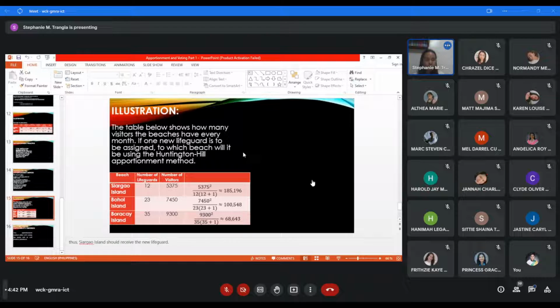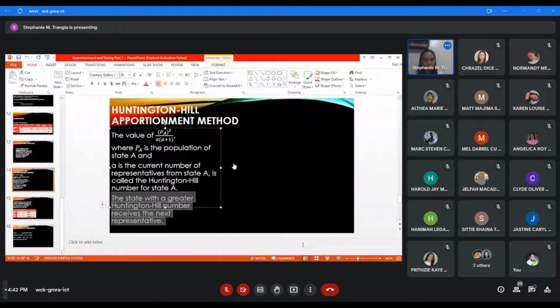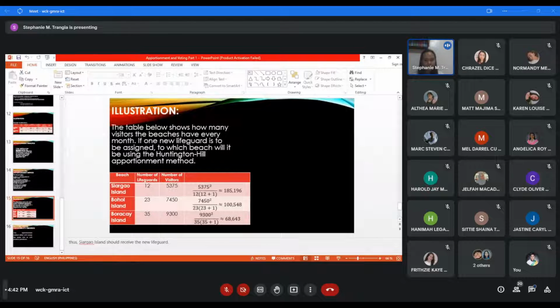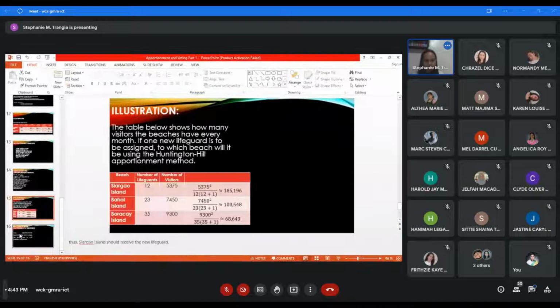So if one new lifeguard is to be assigned, to which beach will it go using the Huntington-Hill apportionment method? For Siargao, the Huntington-Hill value is 185,196. For Bohol, it's 100,548. And for Boracay, it's 68,643. According to the principle, the beach with the greater Huntington-Hill number receives the next representative. So in this case, Siargao Island will receive the new lifeguard.